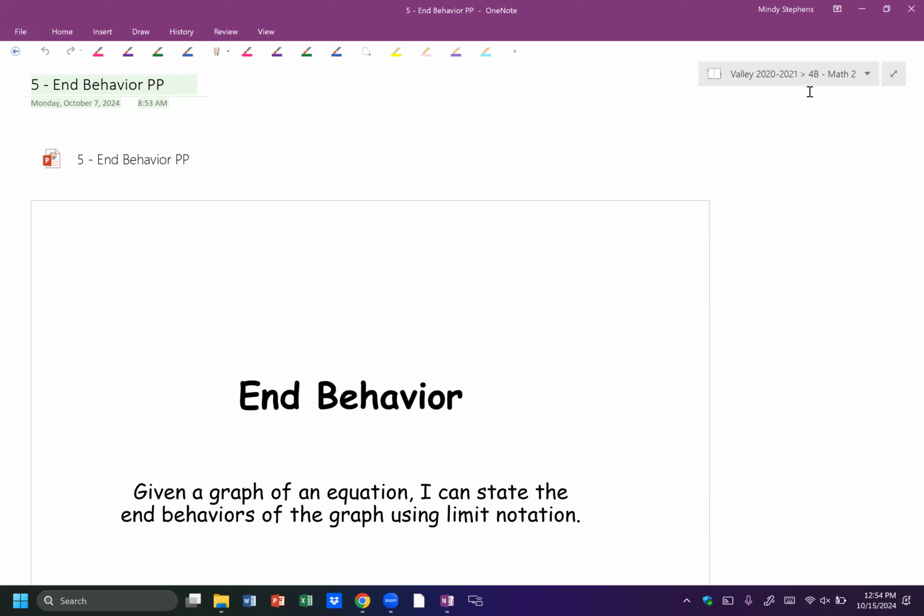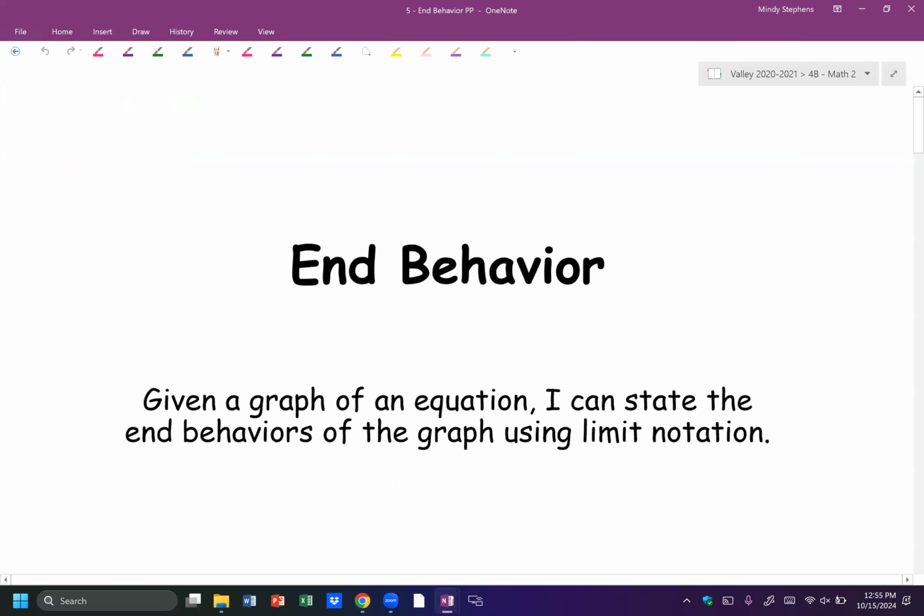All right, so this last one is end behavior. End behavior is just what it sounds like, what's happening at the ends of the graph. So on the right side and left side, at the very ends of the graph, which direction is the graph going? Is it going up or is it going down? That's what we're asking ourselves.